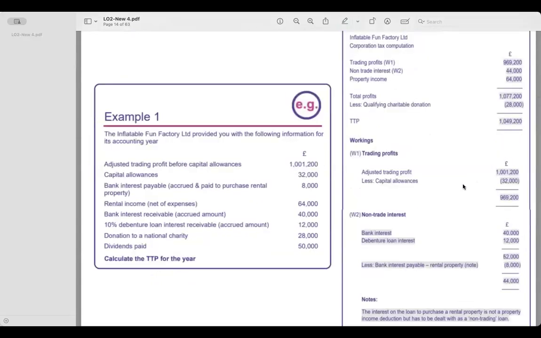So here is the adjusted trading profit before capital allowances. This is basically the company's trading profit before accounting for any capital allowances or deductions. The total is 1,001,200 pounds, less capital allowances of 32,000 pounds, giving 969,200 pounds.